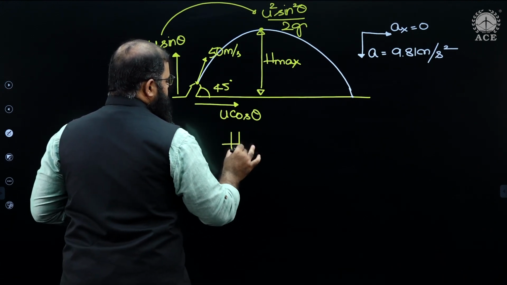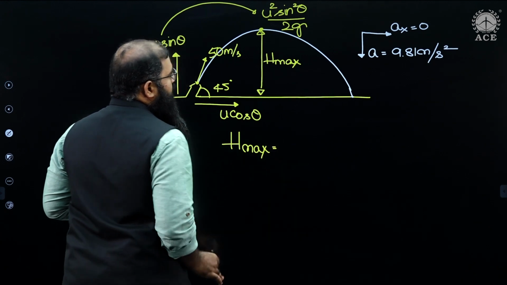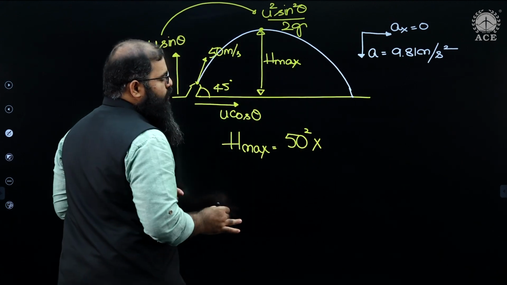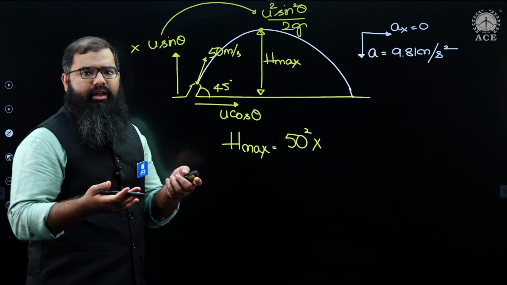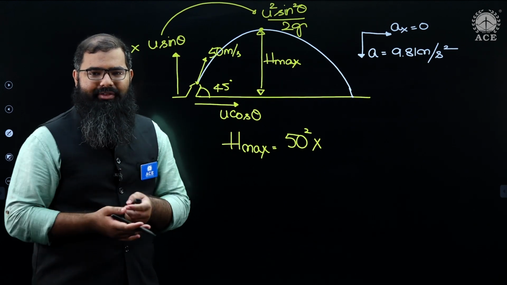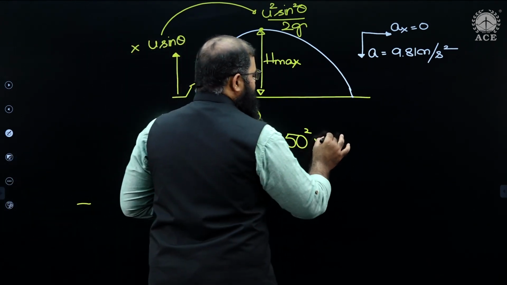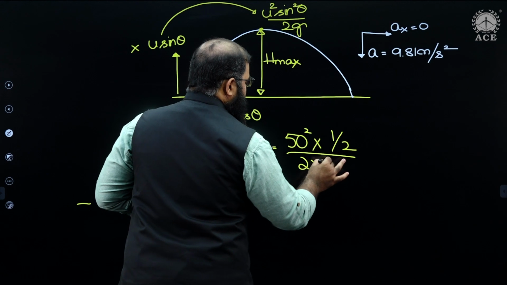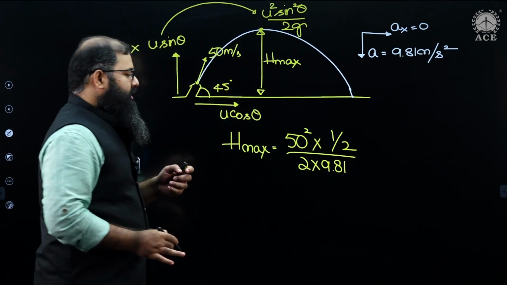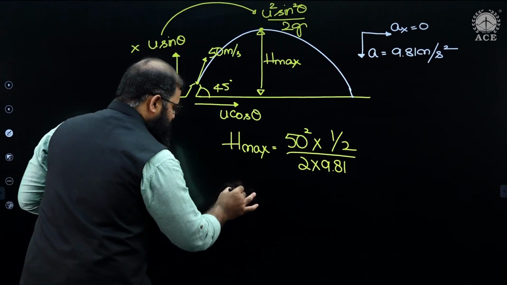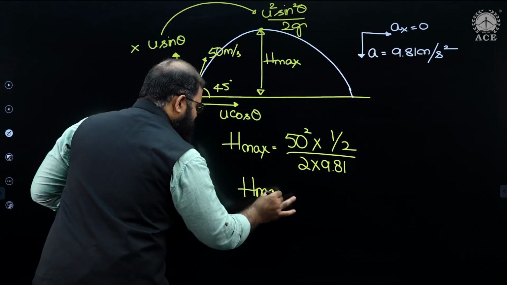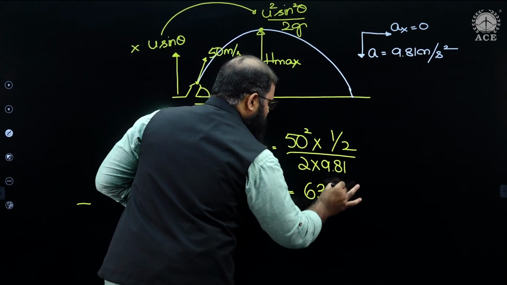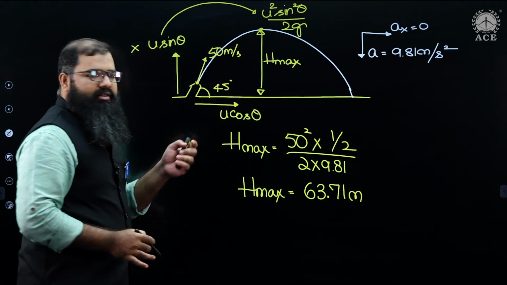So h maximum is equal to u square, which is 50 square, multiplied by sine square theta. Sine 45, all of us know, is a standard number, 1 by root 2, is it not? So sine square theta is equal to 1 by 2, upon 2g, that is 2 times 9.81. Push these numbers into your calculator and you are supposed to get the answer. Very, very simple question again. And the answer is 63.71 meters. This is your answer for the question.